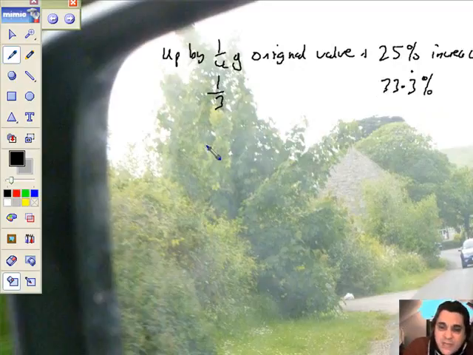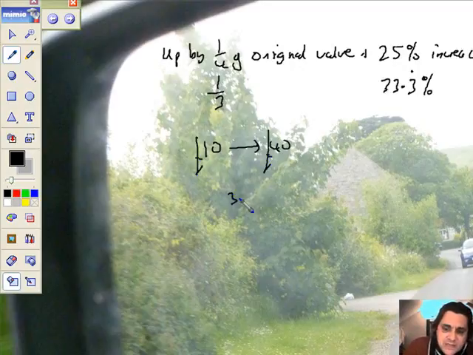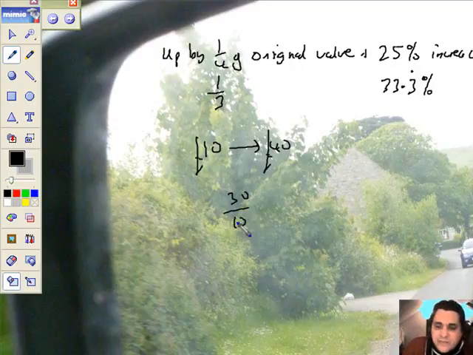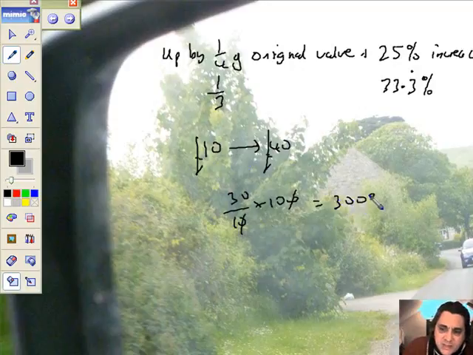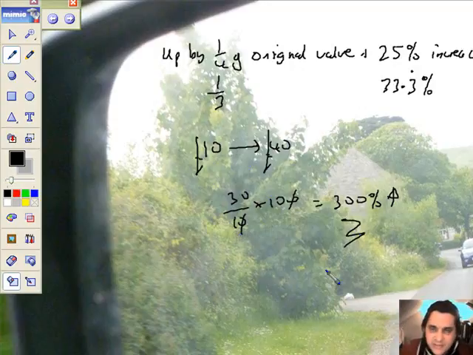Alright, so let's just do a quick demo. So here's an antique, £10 up to £40. That's a difference of 30. So 30 out of its original £10 times 100. As you can see, we've got here a 300% increase. So if I've gone up to 4 times my original value, I've experienced a 300% increase. There, that's using a live example.